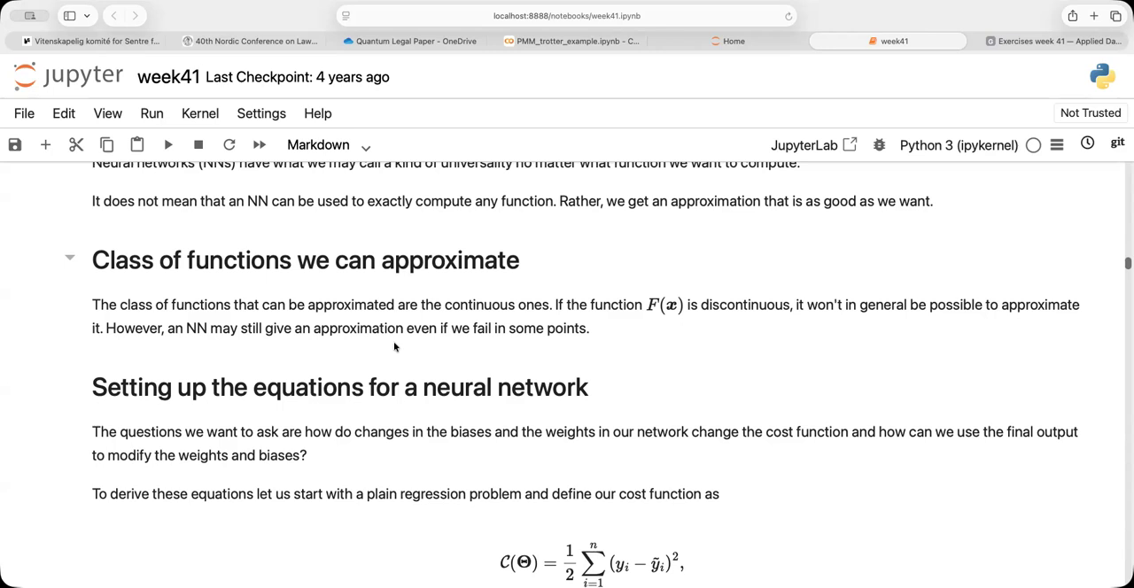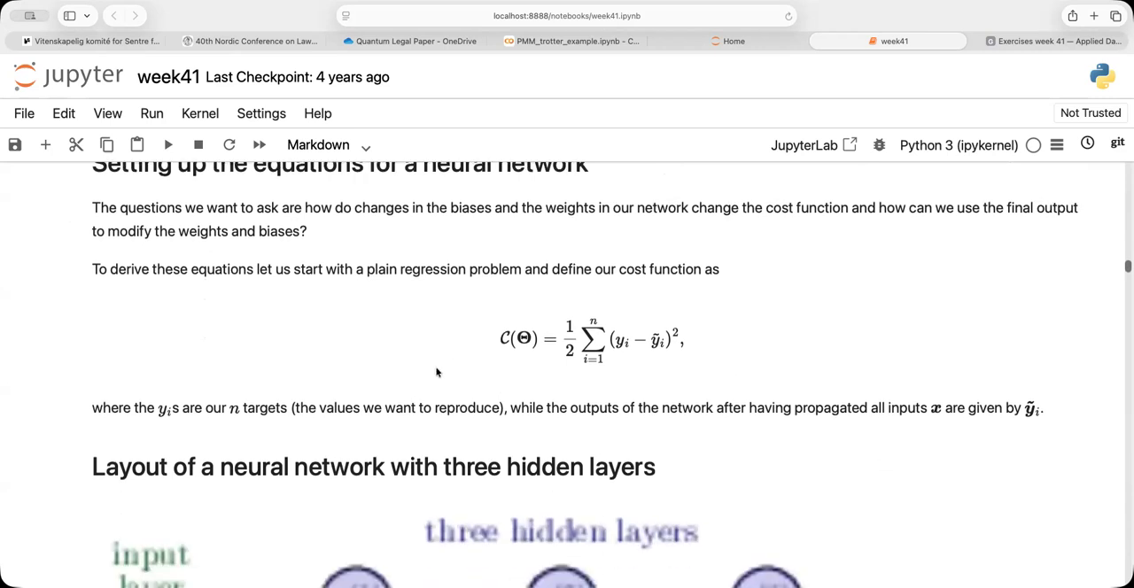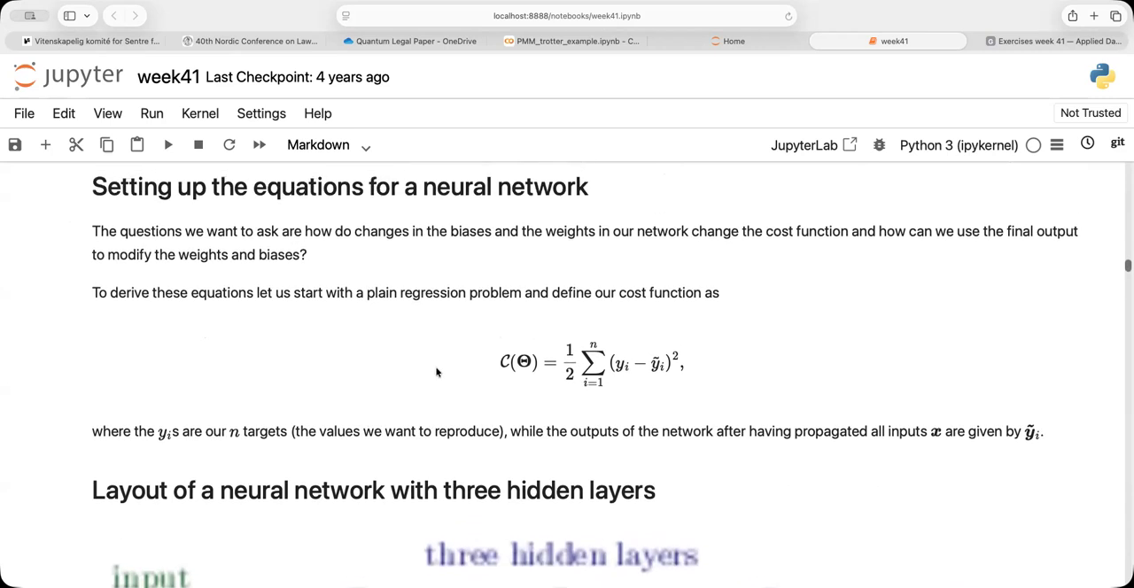Okay, so let's switch now. You will find much of the same here, but we are going to look at a much simpler case. So let's do that and switch to the whiteboard.